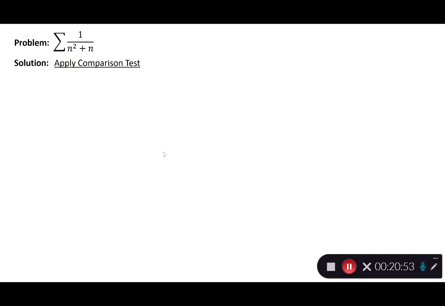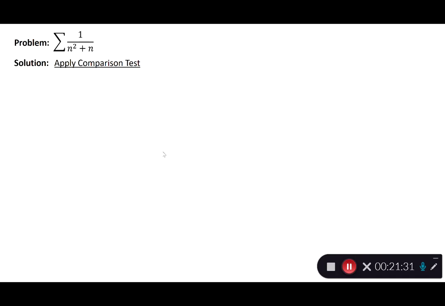Suppose that sigma a sub n and sigma b sub n are series with positive terms. If sigma b sub n is convergent and a sub n is less than or equal to b sub n for all n, then sigma a sub n is convergent. And part B says if sigma b sub n is divergent and a sub n is greater than or equal to b sub n for all n, then sigma a sub n is divergent. Right? So that's what the test says. Apparently, we need to apply that test.